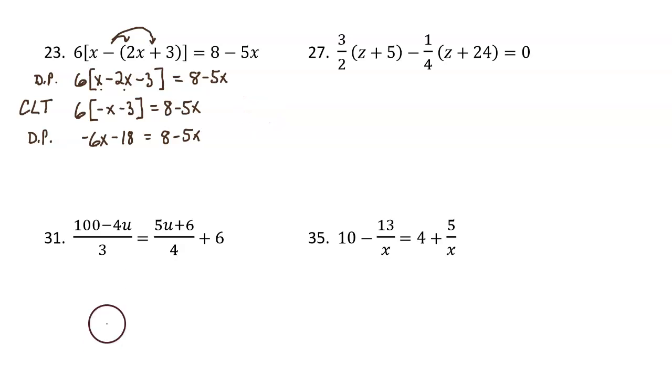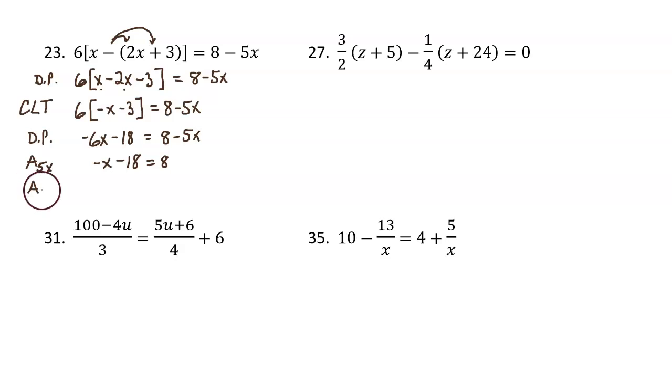In the next step, let's remove the negative 5x from the right side of the equation so that it comes over here with this x term. I'm going to add 5x to both sides. Negative 6x add 5x is negative x. Everything else stays the same.